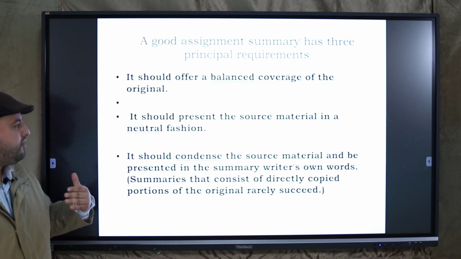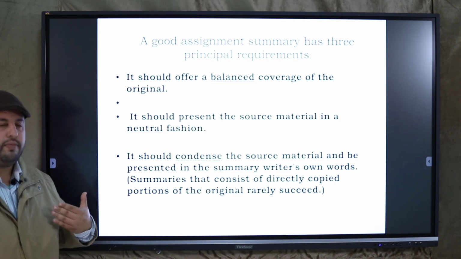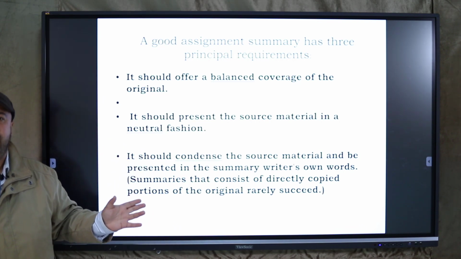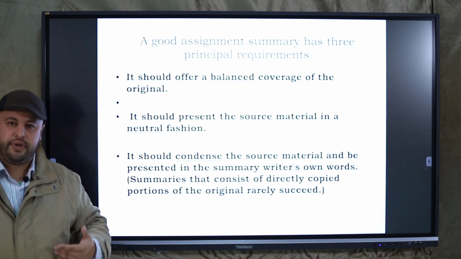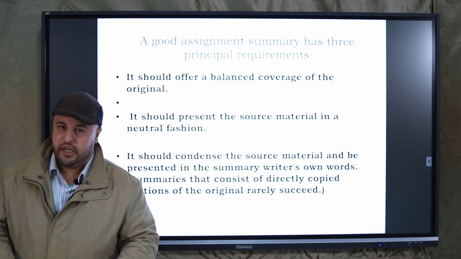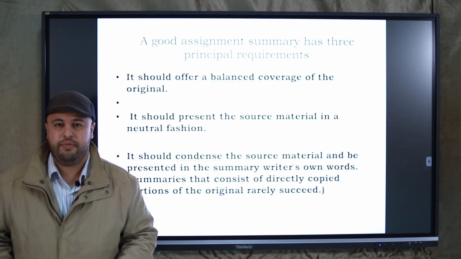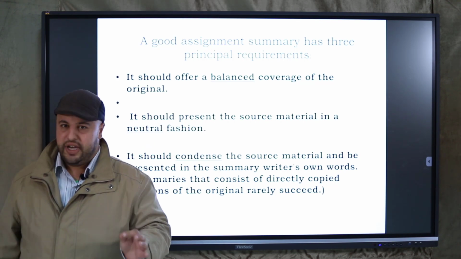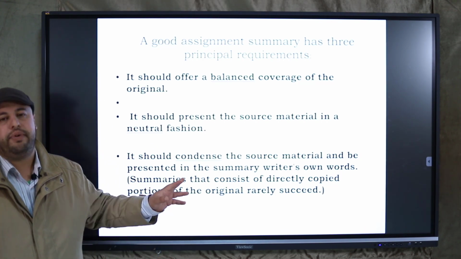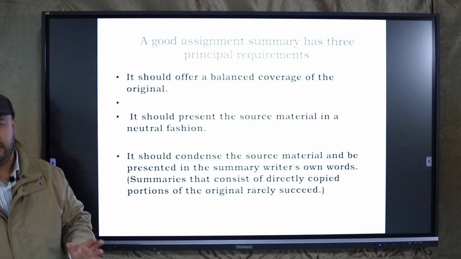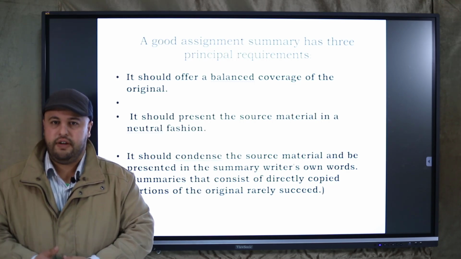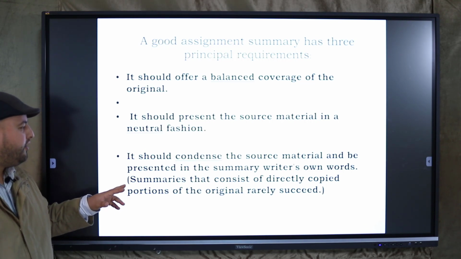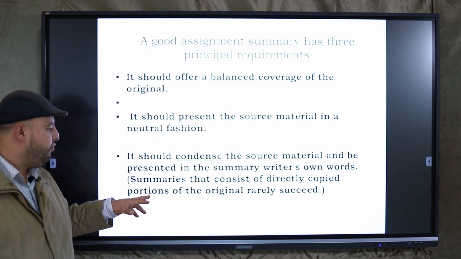The second one is that the summary should be written in a very neutral fashion. Neutral fashion means avoiding your own personal opinion and your own personal perception. The summary should be written in a neutral, objective, formal, and impersonal fashion. You should not include any of your own subjective thoughts and opinions. Also, it should condense the source materials and present them in the summary in your own words.